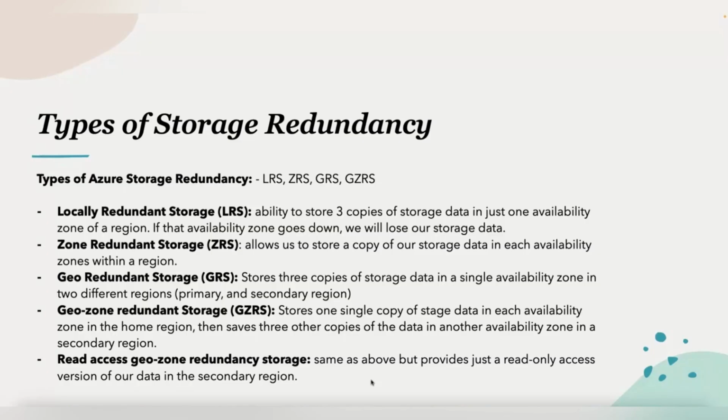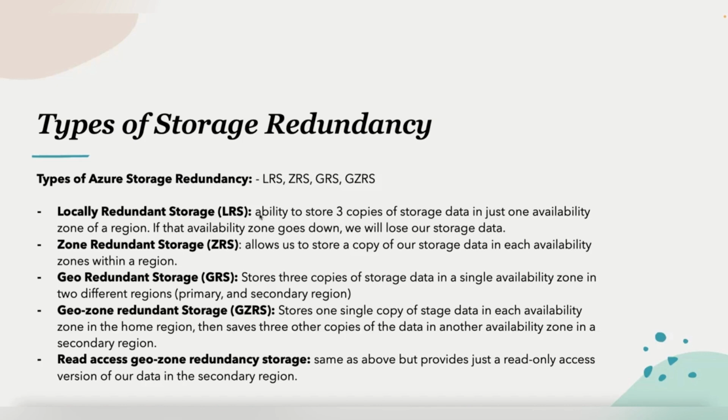Over here, we're going to talk about the types of storage redundancy. Now we have about 5 types of storage redundancy over here. The first one we're going to start with is the locally redundant storage, which is also abbreviated as LRS. With this type of storage, we have the ability to store our Azure storage accounts by having 3 copies of storage data within one availability zone of one single region.